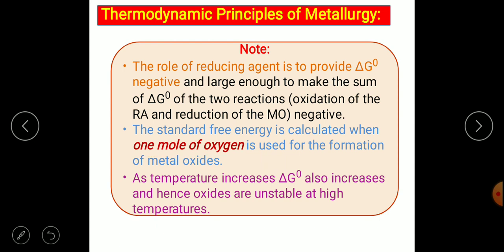So this is about the thermodynamical aspects involved in this, and in the next class I am going to explain the Ellingham diagram, which is very important. Please go through this video, and if there is any doubt you can clarify it. In my next class I am going to explain about the Ellingham diagram. Thank you.